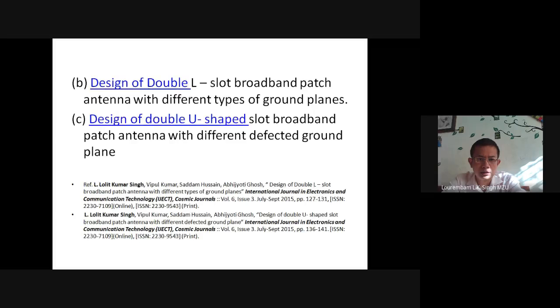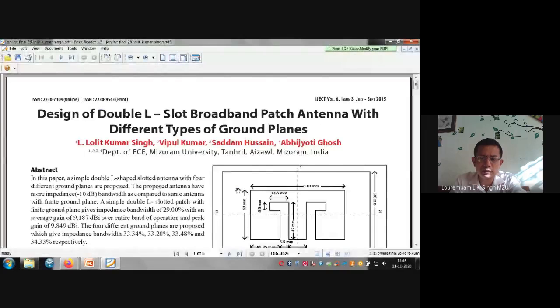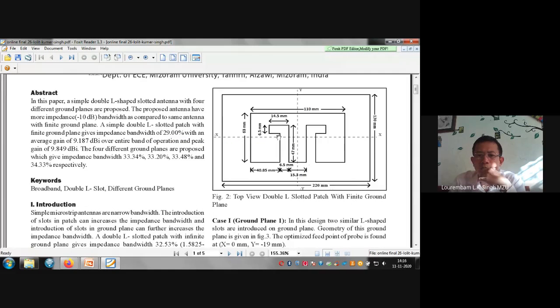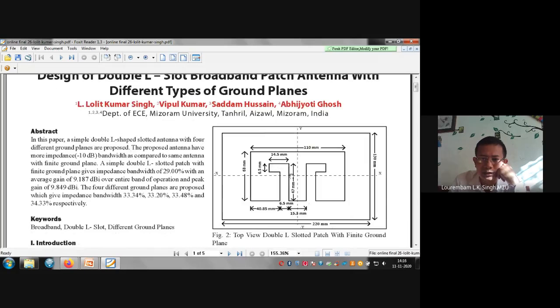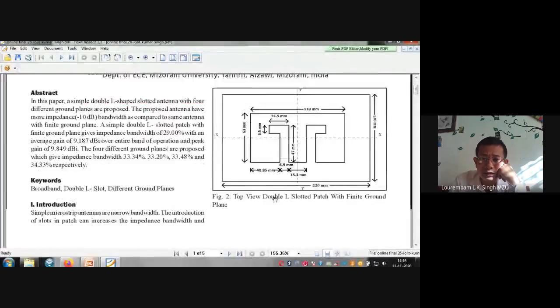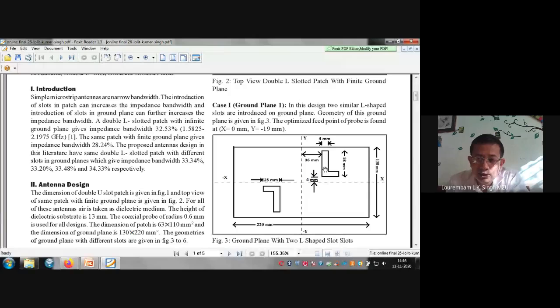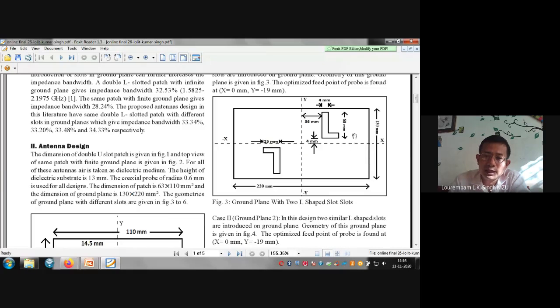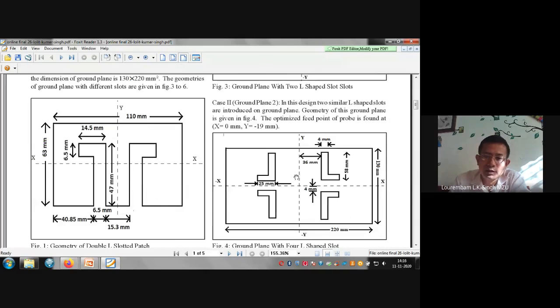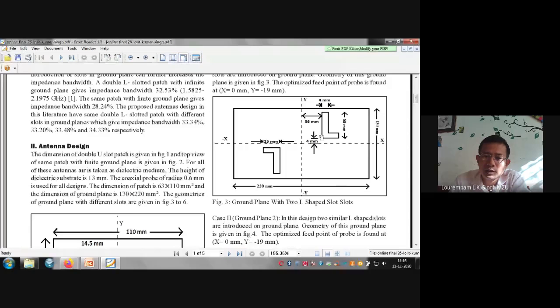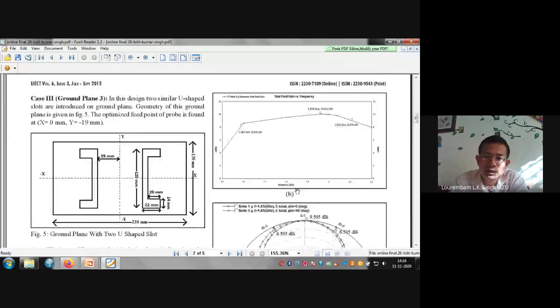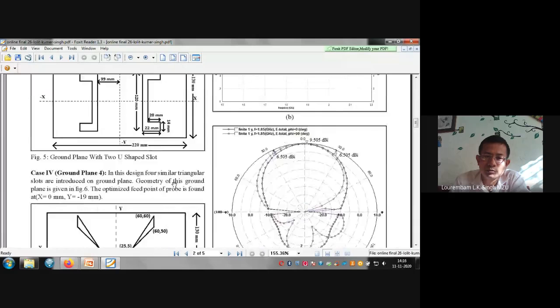Then similarly, some studies were conducted. Earlier it was the E shape; now the study was done with the double L shape. Double L shape was also done here. In that case we tried the ground plane, and we introduced cuts like this, with 2 and 4 introduced. Then we introduced this kind of structures.